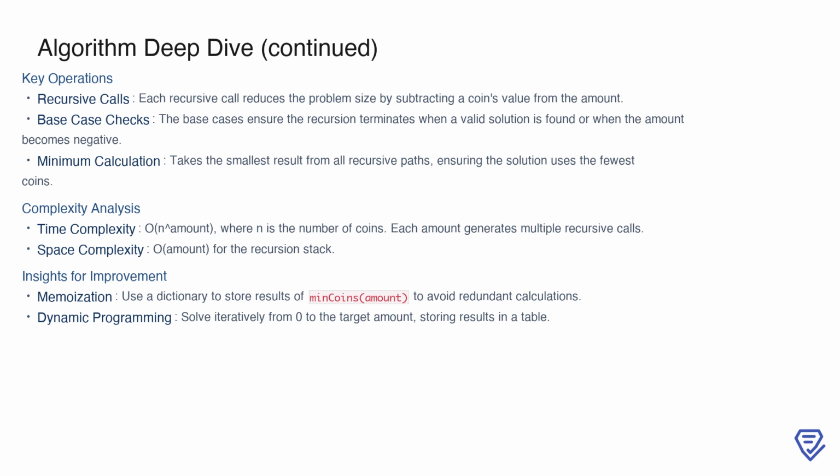To improve this, we can implement memoization. By storing already computed results of minCoins(amount) in a dictionary, we avoid recalculating the same values. Alternatively, dynamic programming can be used to solve this problem iteratively. Starting from smaller amounts and building up to the target, we store the minimum coins required for each amount in a table, ensuring an efficient solution.